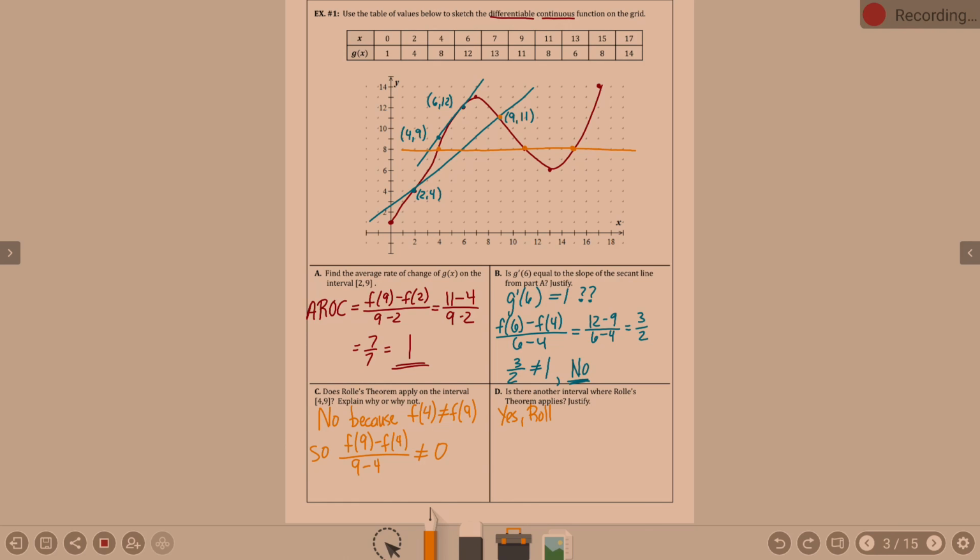Rolle's theorem can be applied on, let's see. She's been using interval notation here, hasn't she? So I could say, what do we say? 4 to 11, or 11 to 15. About 4 to 15.